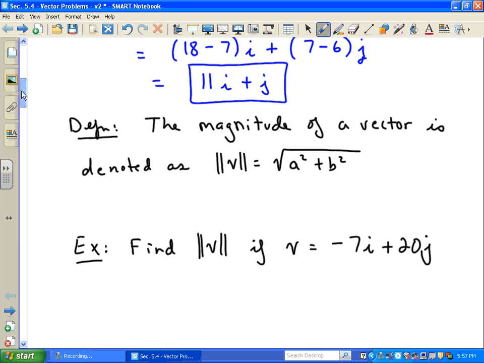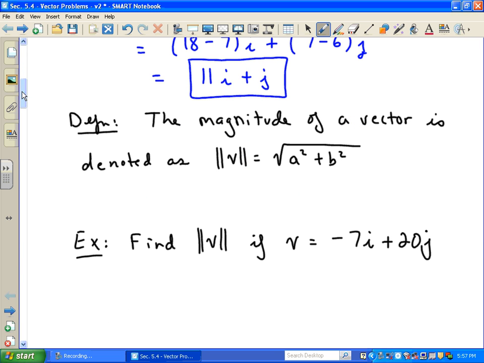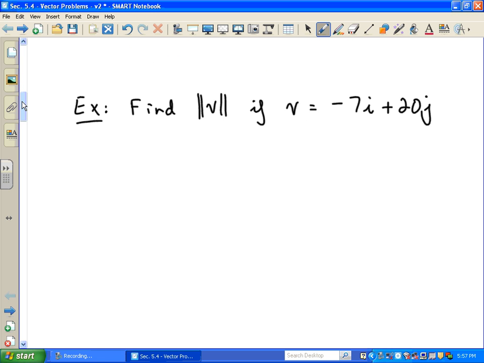Alright, before the next example I need to give you a definition. The magnitude of a vector is denoted by double bars around your vector, and it's equal to the square root of the horizontal component squared plus the vertical component squared. So in this example, we want to find the magnitude of v if v is equal to negative 7i plus 20j.